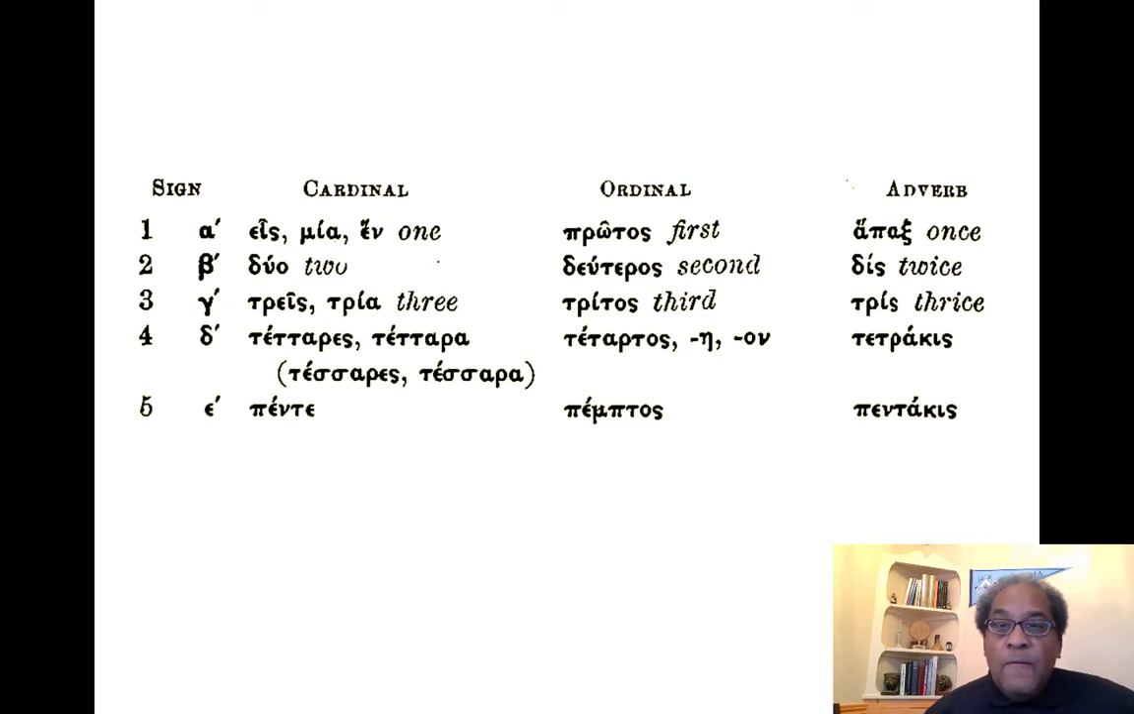And then for the ordinals, first, second, third, fourth, fifth: protos, deuteros, tritos, tetartos, pemptos. And then again for the adverbs, once, twice, thrice, etc.: hapax, dis, tris, tetrakis, pentakis. And we will see this akis suffix as being the mark of the adverb and pretty easy to spot, so we won't really have to give much notice to it. So 1 through 5 again: heis, mia, hen, duo, treis, tria, tettares, tettara, pente.